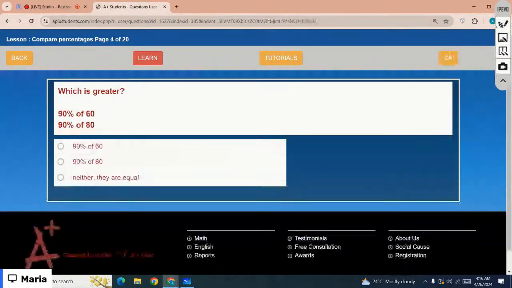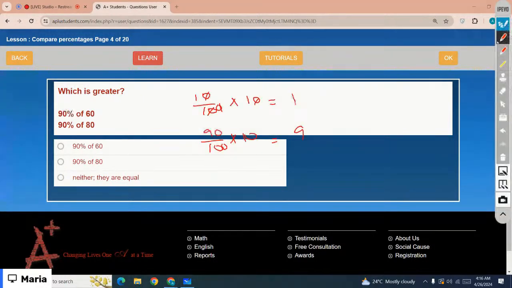Which is greater, 90% of 60 or 90% of 80? Now the percentages are the same, but the number is different, 60 and 80. So the correct option is 90% of 80, because the percentages are the same and 80 is greater, so 90% of 80 is also greater.